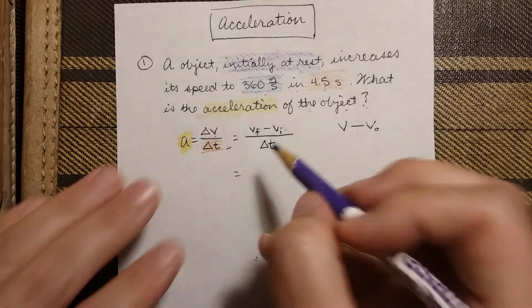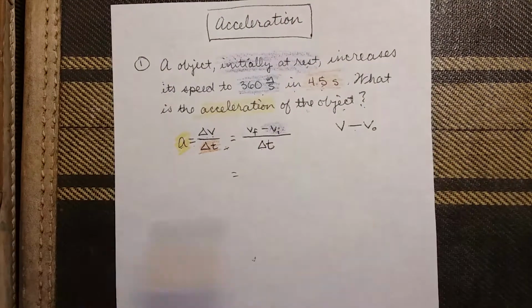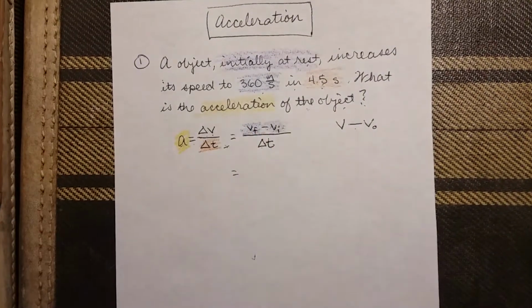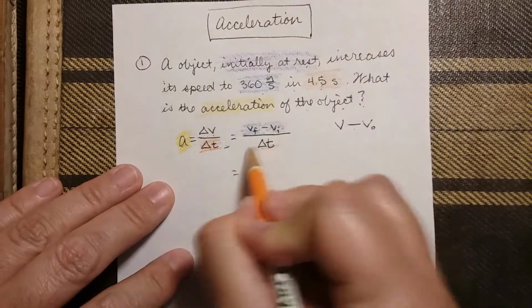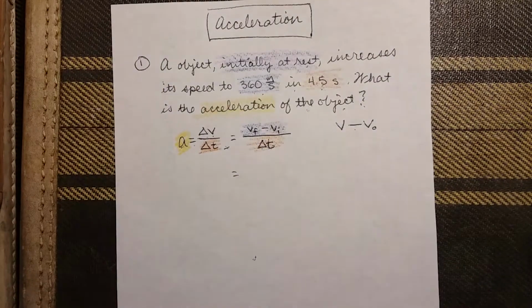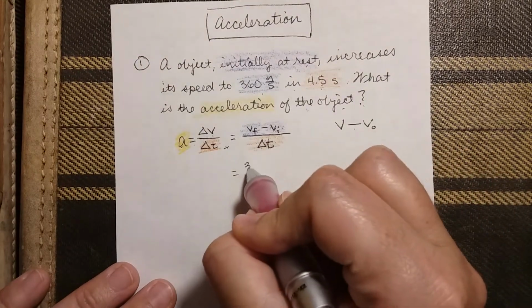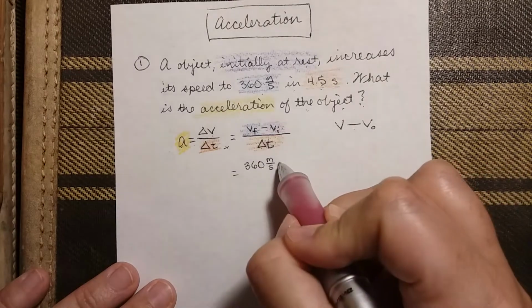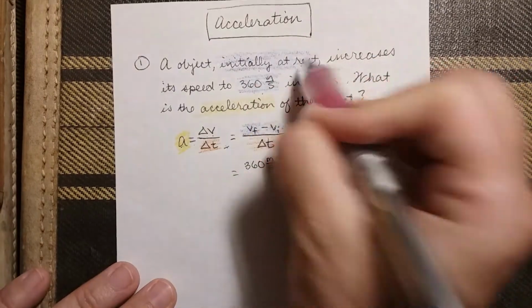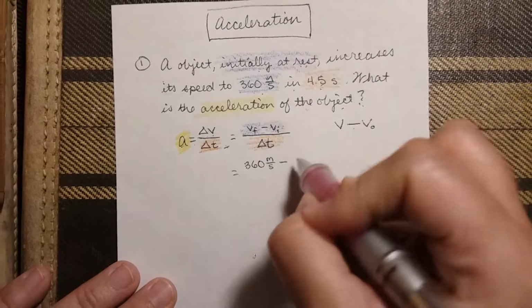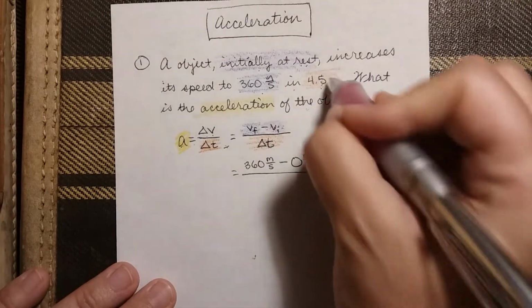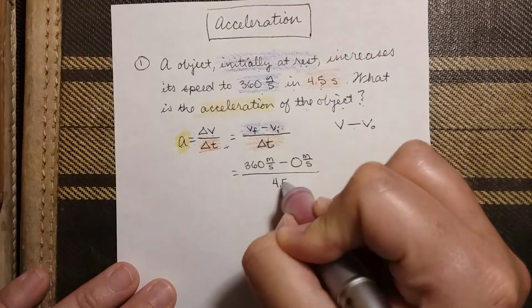So that means that we have our initial velocity here and our final velocity here, and then we've got our time. So I am going to say 360 meters per second because that's our final velocity, and then initially at rest, so that's our initial velocity. And then divided by our time, which is 4.5 seconds.